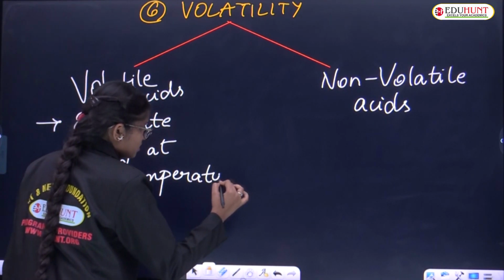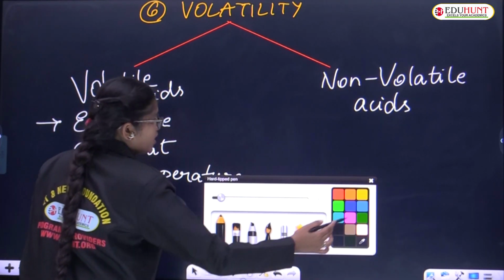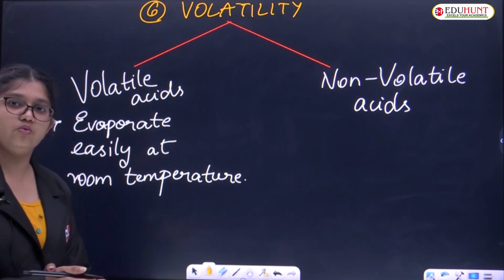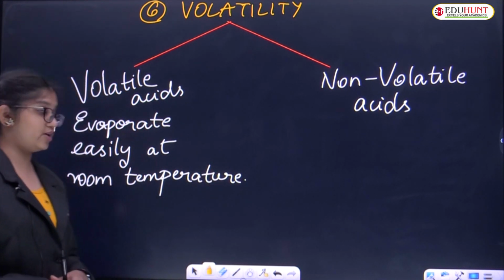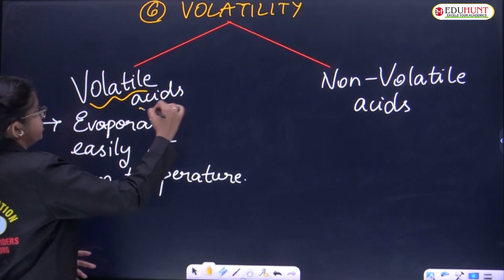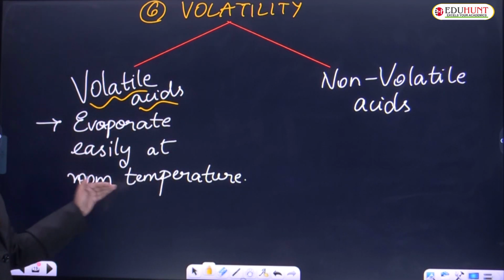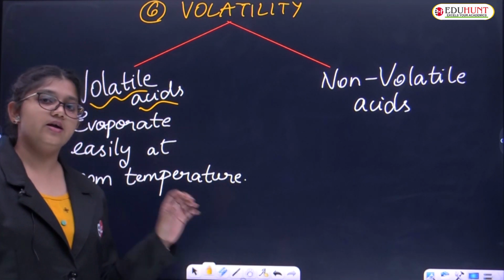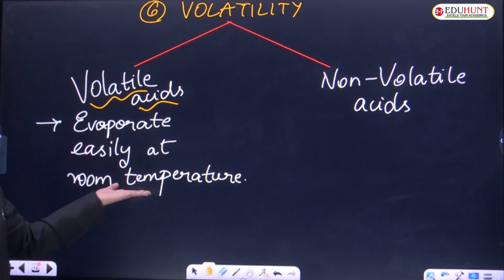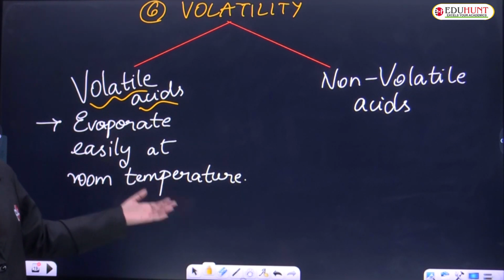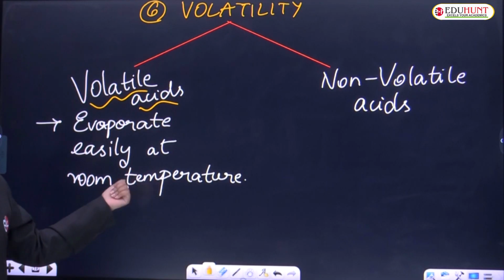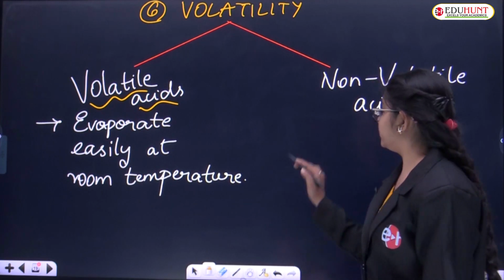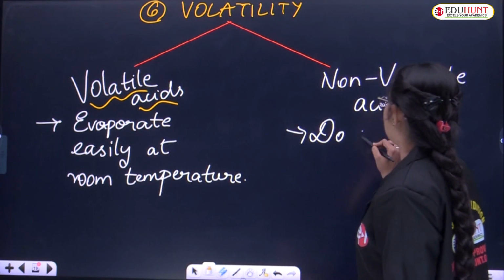Once again, children, those acids which evaporate easily. You know evaporation? It goes up, it changes its state from liquid or solid to gaseous form. Very good. So those acids which evaporate easily at room temperature, without any heating or boiling or any other thing, are called volatile acids. Clear enough?